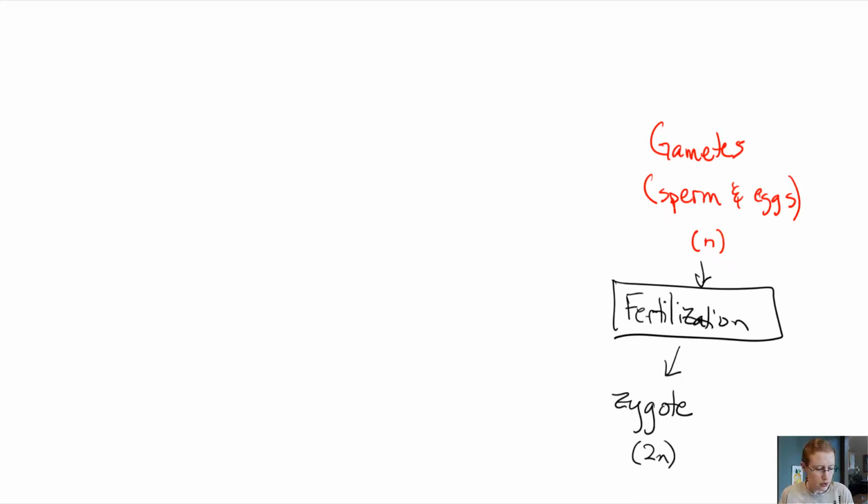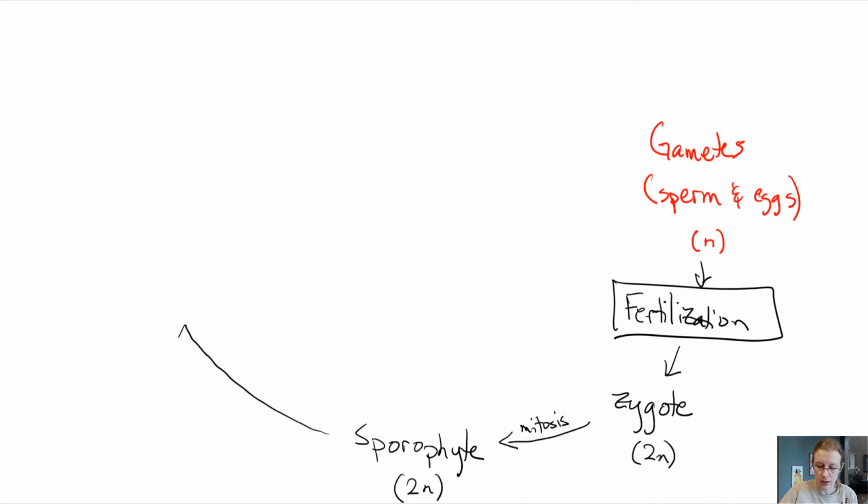Okay, that zygote would undergo many rounds of mitosis, just like we do, in order to grow up into an adult form. And the adult form is called a sporophyte. So mitosis takes place, and what we end up with is a sporophyte plant. Sporophytes are still diploid, they're still 2N. Okay, that sporophyte would go through meiosis. So meiosis will take place inside of this plant body.